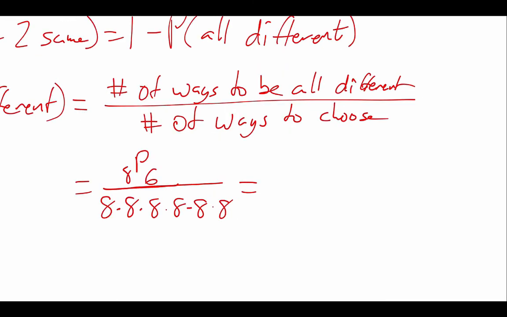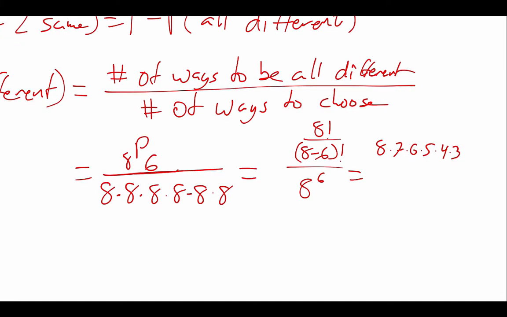Without a calculator, you would do 8 factorial over 8 minus 6 factorial, all that over, well, the denominator we can just simplify as 8 to the 6th. Up top, 8 factorial over 2 factorial essentially means 8 times 7 times 6 times 5 times 4 times 3, all that divided by 8 to the 6. And folks, you can just type that into a calculator. It gives you about 0.0769. So the probability that they're all different is about 7.69%.